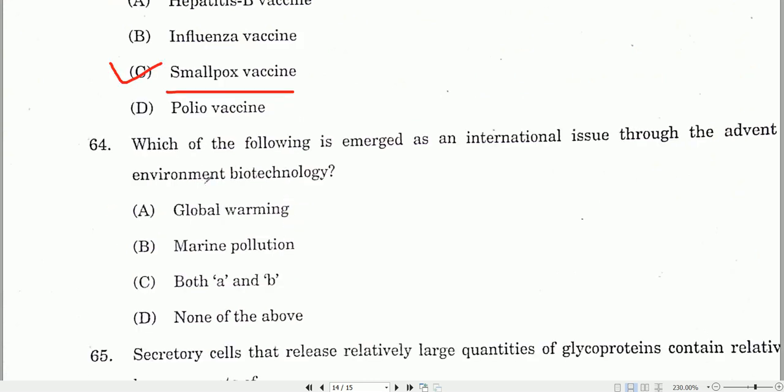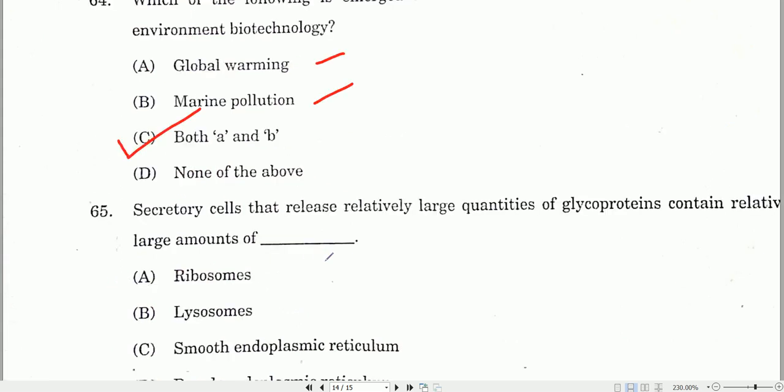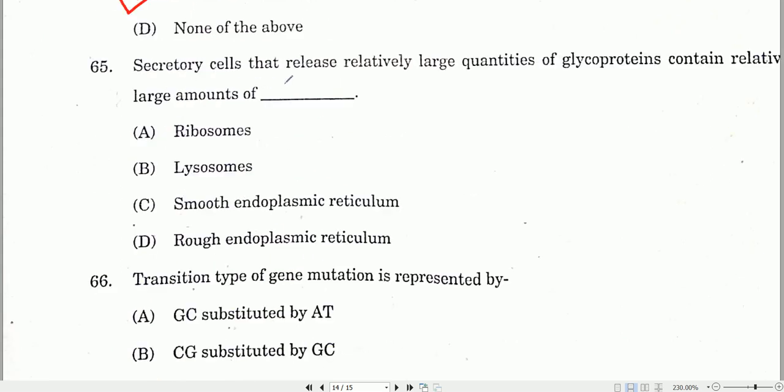Coming to question number 64, which of the following has emerged as an international issue through the advent of environmental biotechnology? Global warming and marine pollution. So option C will be the correct one. Coming to question number 65, secretory cells that release relatively large quantities of glycoproteins contain relatively large amount of RER, rough endoplasmic reticulum. So option D will be the correct one.